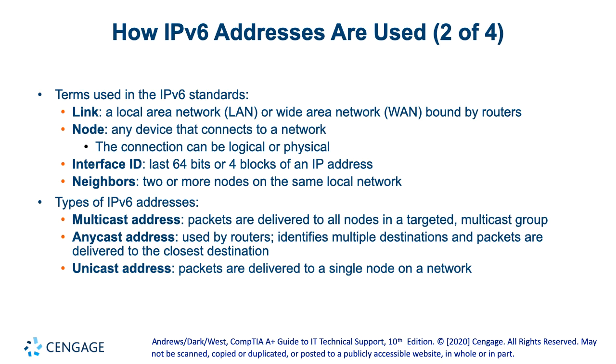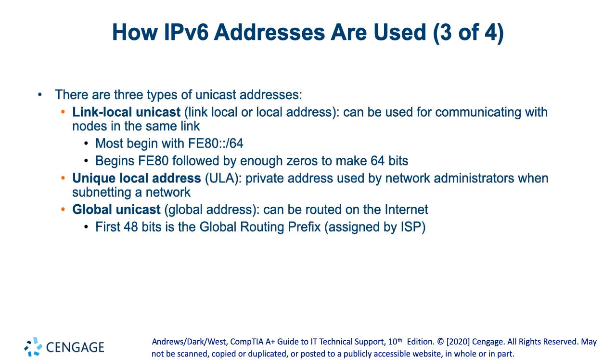Multicast address, our packets are delivered to all nodes in a targeted multicast group. Anycast address, routers identify multiple destinations, and packets are delivered to the closest destination. Unicast address, packets are delivered to a single node. There are 3 types of unicast addresses.